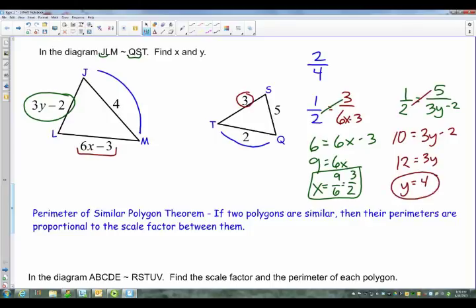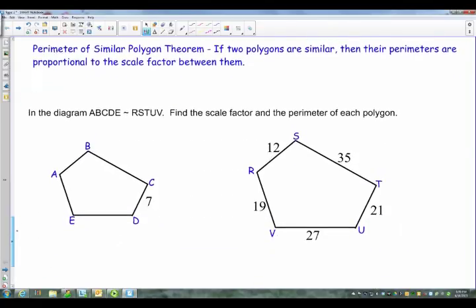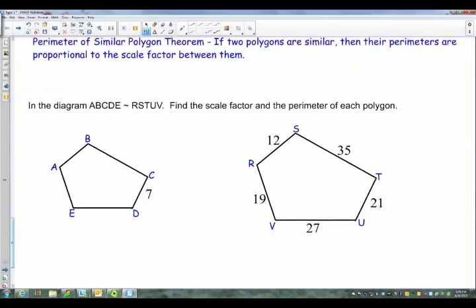Alright, hopefully that makes some sense. Final thing, we have a theorem. It's called the perimeter of similar polygons theorem. And this is any polygon, not just quadrilaterals, triangles, pentagons. It's any polygon. If two polygons are similar, then their perimeters are proportional to the scale factor between them. Now remember, the perimeter is the distance around a figure.